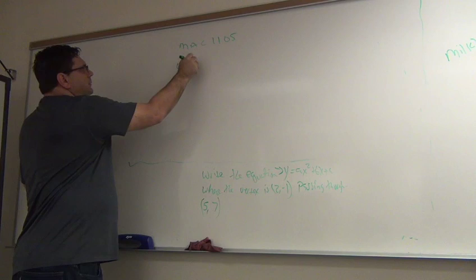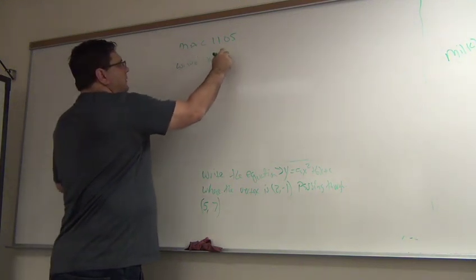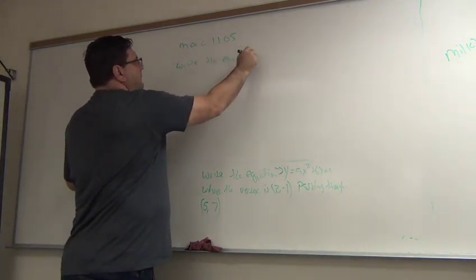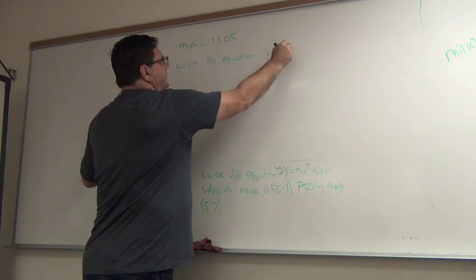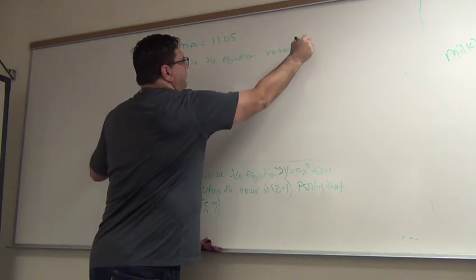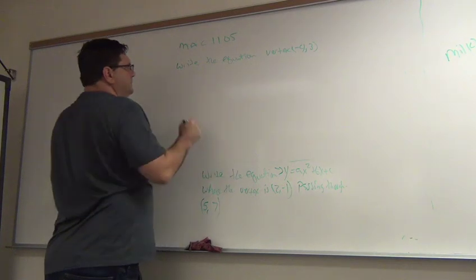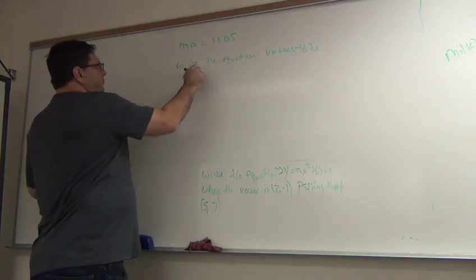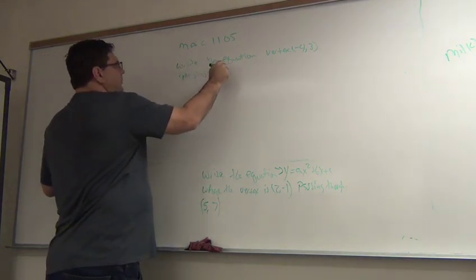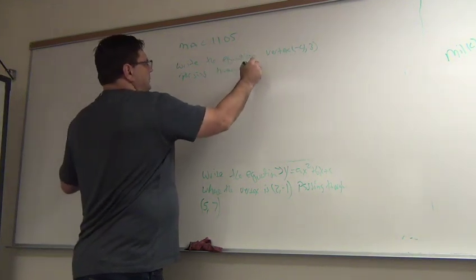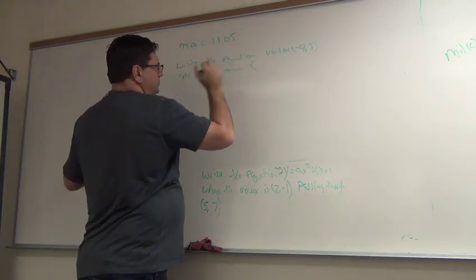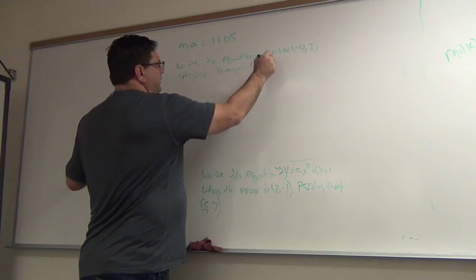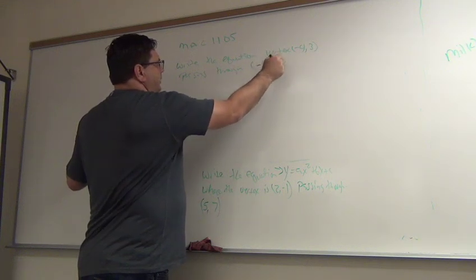Write the equation where the vertex is -4, 3, passing through -6, 12.